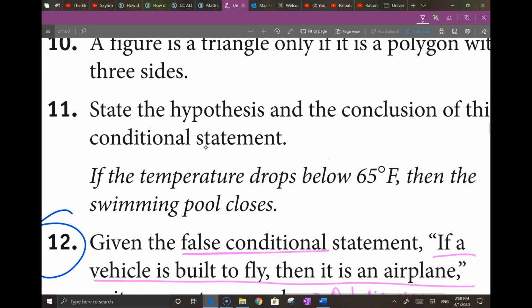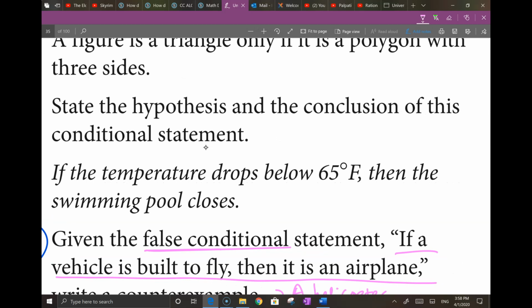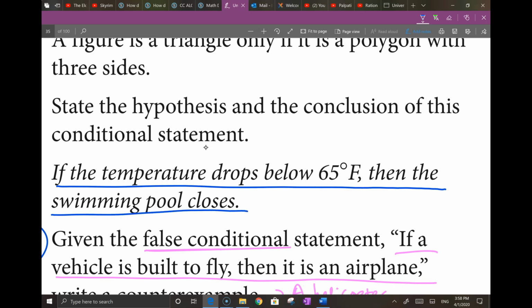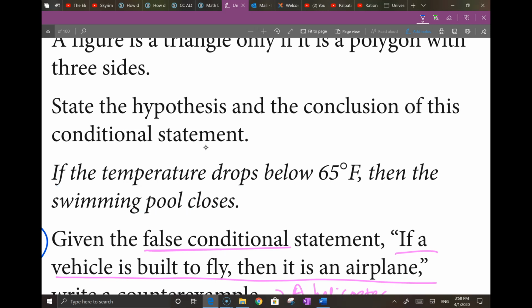And even though it's not circled, we will do number 11. State the hypothesis and the conclusion of this conditional statement. This is a good review of what a conditional statement is and the components of it. So it says, if the temperature drops below 65 degrees Fahrenheit, then the swimming pool closes. The hypothesis is always the beginning part, the if part. So that would be from here to there. If the temperature drops below 65 degrees, that is your hypothesis.